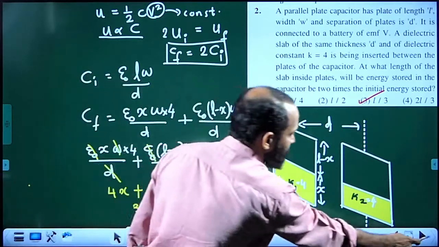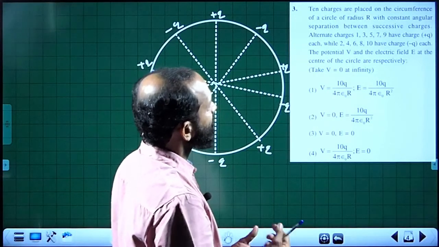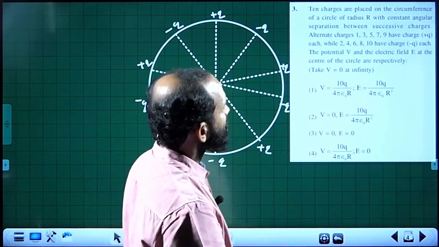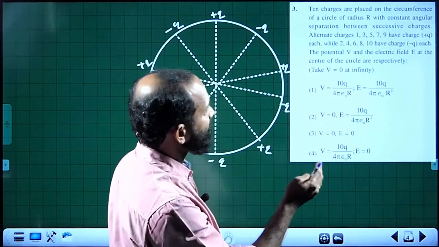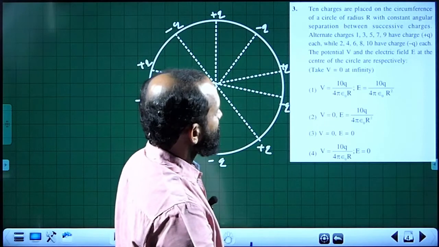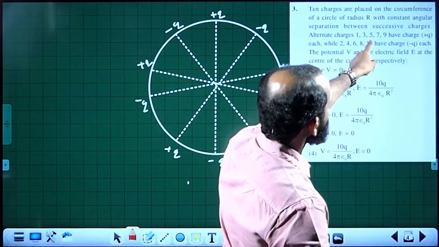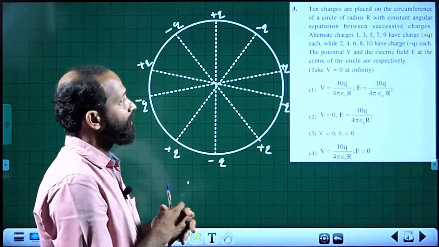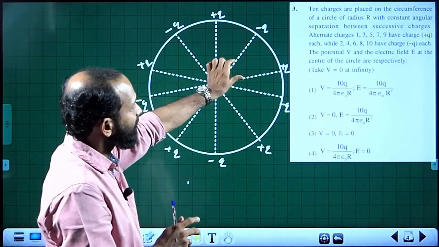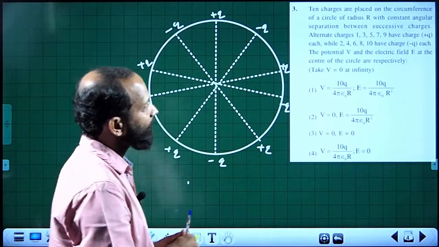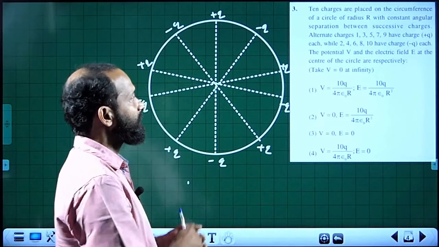Okay, next one. 10 charges are placed on the circumference of a circle of radius r with constant angular separation between successive charges, and alternate charges have positive sign and the rest have negative sign. Total angle is 360 degrees and how many charges have been kept? 3 plus 2 is 5, 5 plus 5, 10 charges. So separation will be 36 degrees. Angular separation of neighboring lines will be 36 degrees. And totally 10 charges, 5 plus charges and 5 minus charges are shown in this picture.